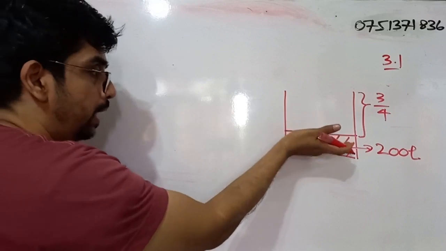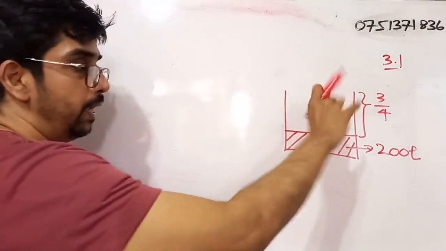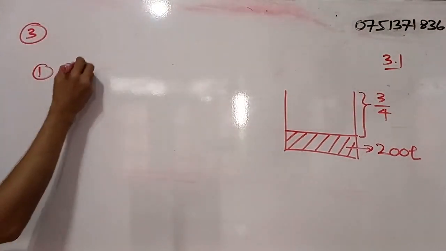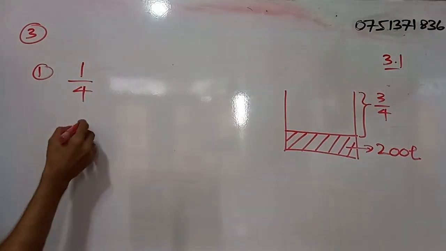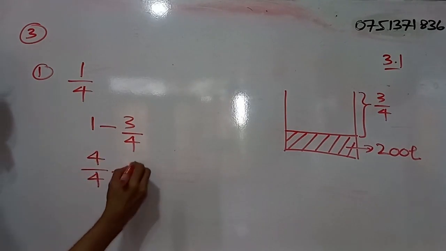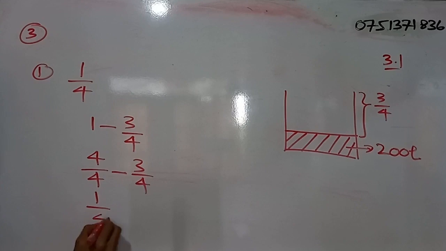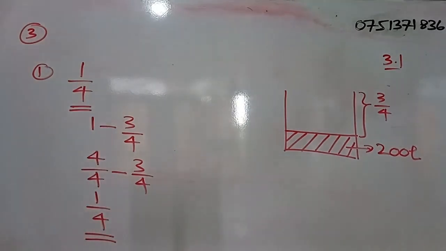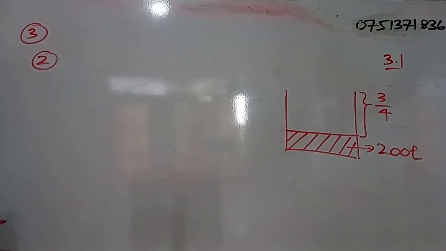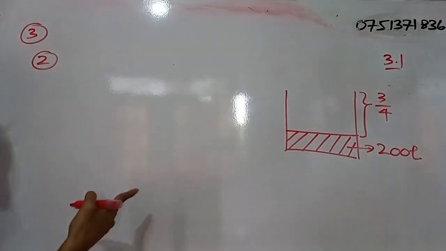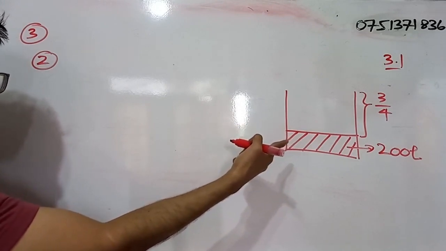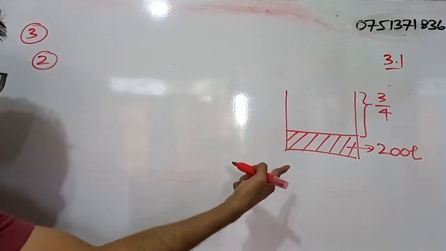So at the very beginning it was full, then 3/4 has been used, then what is the remaining amount? 1/4, right? Or a quarter. What is 1 minus 3/4, that means what? 4 by 4 minus 3/4, then what will be the answer? 1/4. Second part of that question, find the capacity of the tank. Now the remaining amount is what? 200 liters. And we know the remaining amount as a fraction also. That is a quarter.